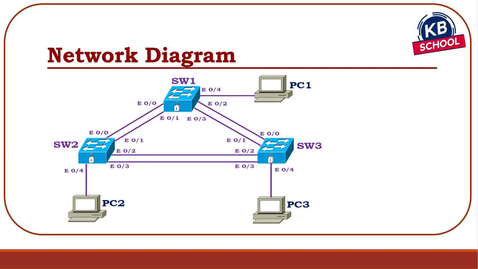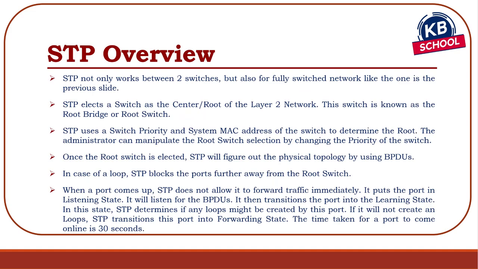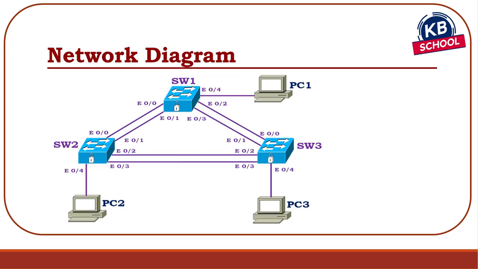So how does it do it? Let's take a look. Not only does it block between the two ports between two switches, STP also blocks it in the entire network. How does it know which ports to block? In this particular environment, the first thing STP does is set the center of your network. The center of your network is called the root.